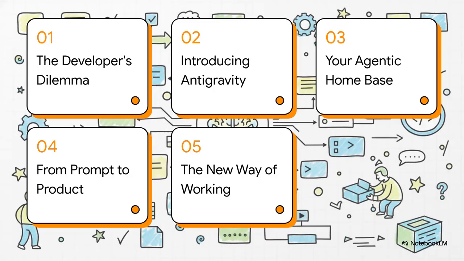All right, so here's our game plan. First up, we're going to talk about the stuff that drives every developer crazy, what we're calling the gravity that holds you down. Then we'll introduce Google Antigravity and see how it's supposed to be the solution. We'll break down its key parts, watch it build an entire app from scratch super fast, and wrap up by talking about what this all means for how we'll work in the future. Sound good? Let's get into it.